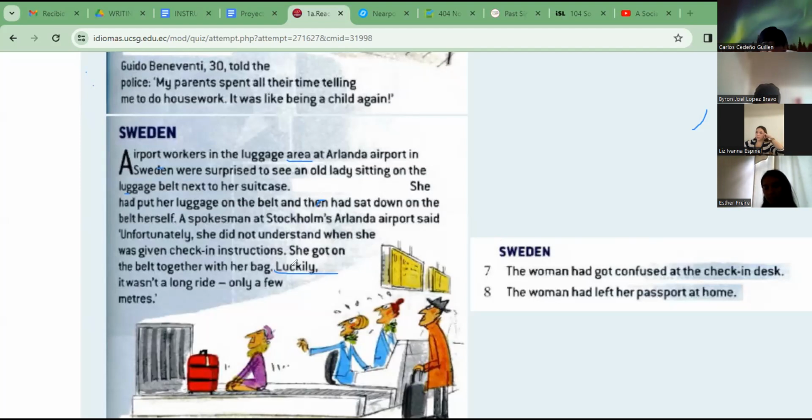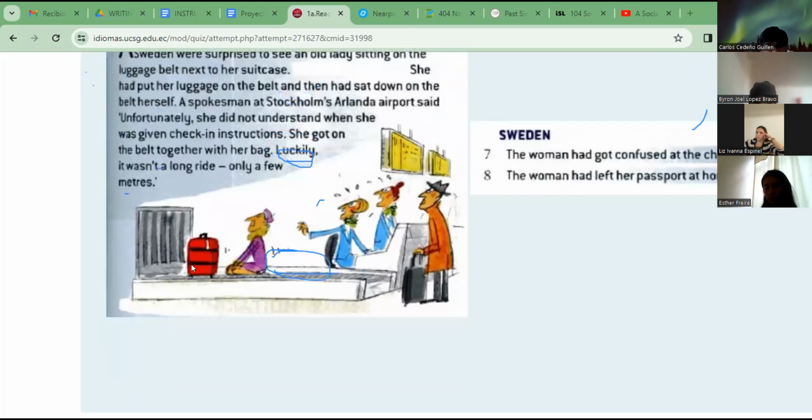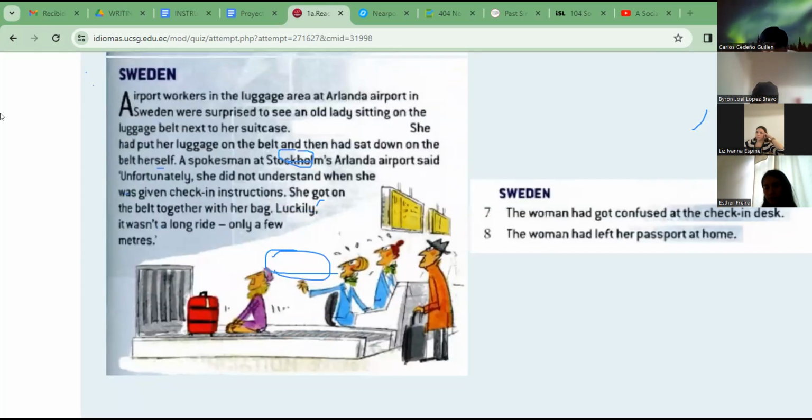Okay, luckily, area, and luckily. Very good. This word luggage? Luggage is correct. Yes, luggage is correct. You know what is luggage? What is luggage, miss? Equipaje. Exactly, equipaje. Luggage is equipaje.